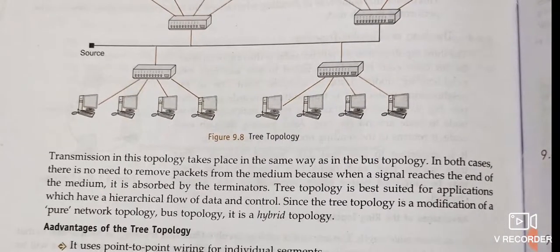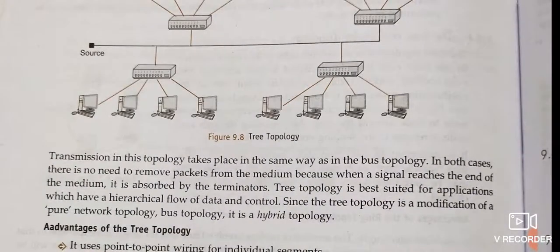Now how does the transmission happen in this topology? Here the transmission takes place in the same way as in the bus topology. In both cases there is no need to remove packets from the medium, okay, because when a signal reaches the end of the medium it is absorbed by the terminator, as we have seen in bus topology that there is a terminator at the end also. So once it reaches the destination, where it has been sent, it is absorbed by the terminators.